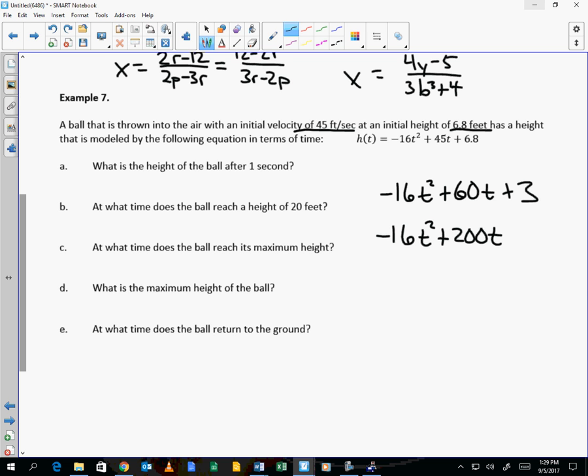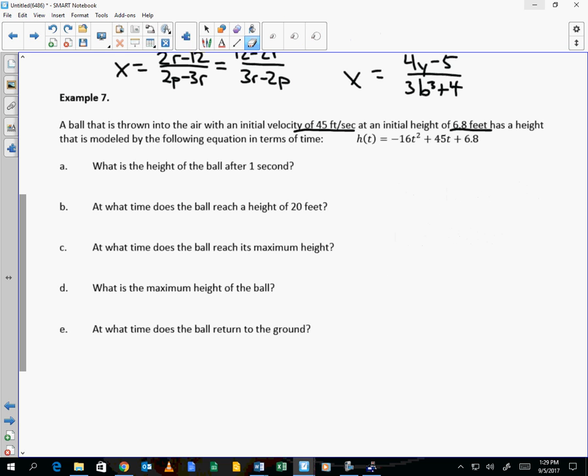So you're going to see these types of equations pop up. That's always the initial velocity, and that's always your initial height. And then the front constant is your constant for gravity. If you ever see negative 4.9 in front, that has to do with working in meters. We're working in feet right now. Anyway, the question is, what is the height of the ball after 1 second? How do I determine the height after 1 second? Yeah, plug in 1. H of 1 is negative 16 times 1 squared plus 45 times 1 plus 6.8.